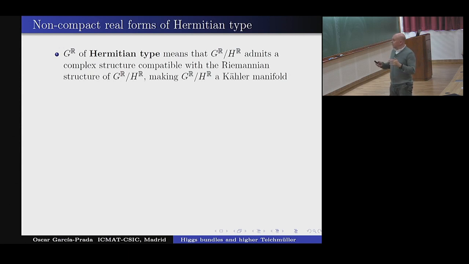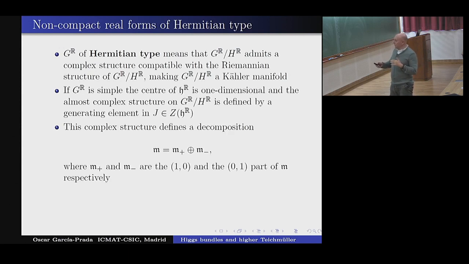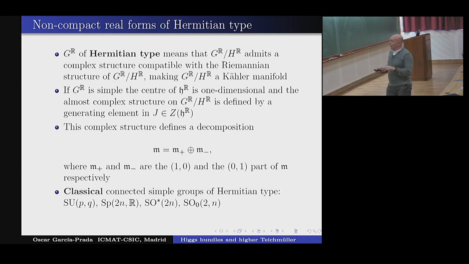I'll go a bit fast on this because I mentioned this yesterday, but I just wanted to make sure we know what we are talking about. These groups of Hermitian type, in the classical groups, are the following four families: SU(p,q), the real symplectic group, and the non-compact dual of the orthogonal group. Because we want to have connected groups, I just take the connected component of SO*(2n). So these, or finite covers of these, are of Hermitian type, right?